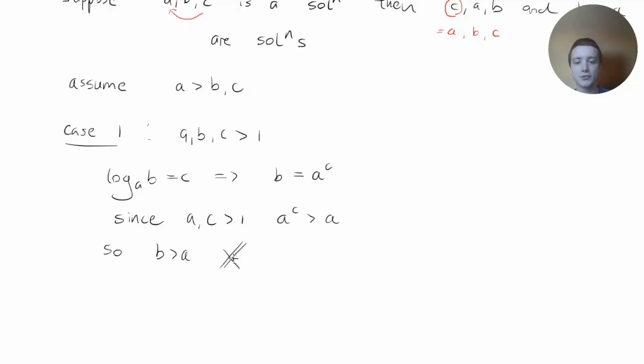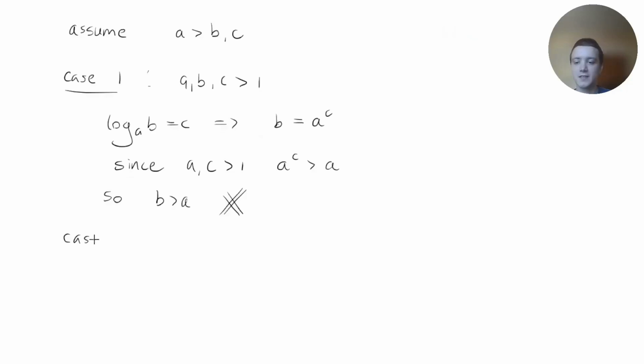But this is a contradiction. This can't happen since by shifting things around, we've got to the case where A must be bigger than B. Let's look at the second case.